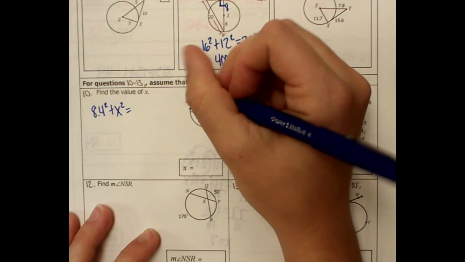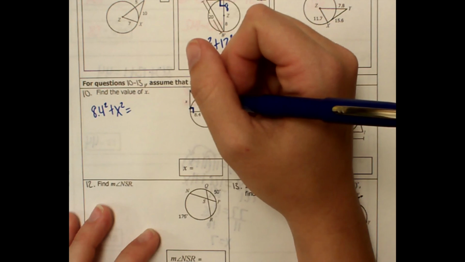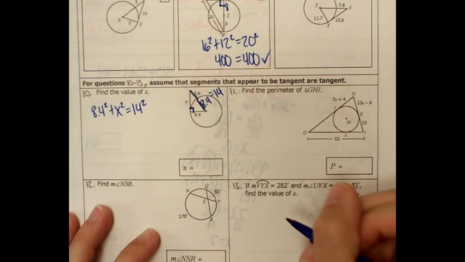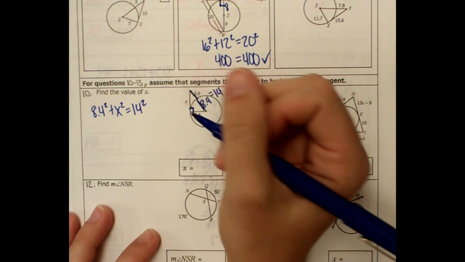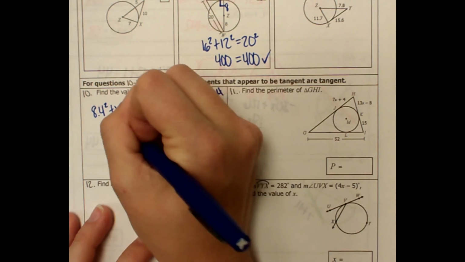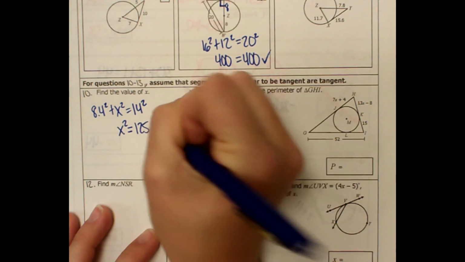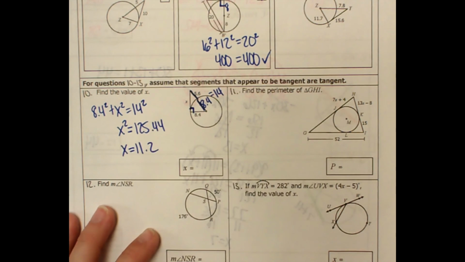So your whole hypotenuse is actually going to be equal to 14. So it's 14 squared. And when you do the math, so you do 14 squared minus 8.4 squared, you get that x squared is equal to 125.44. Take the square root, x is equal to 11.2.